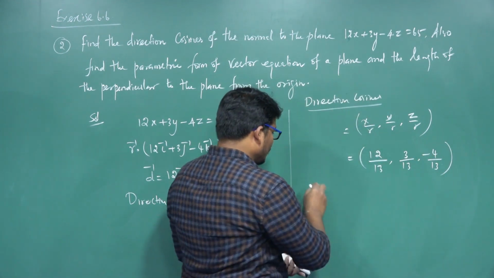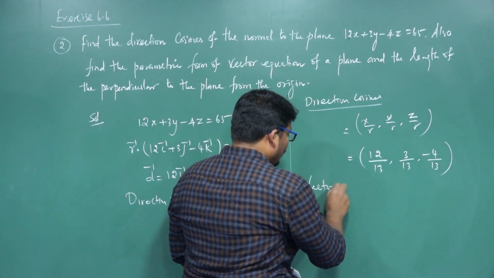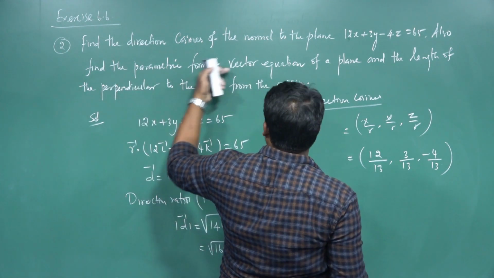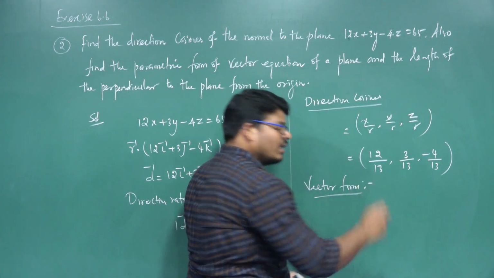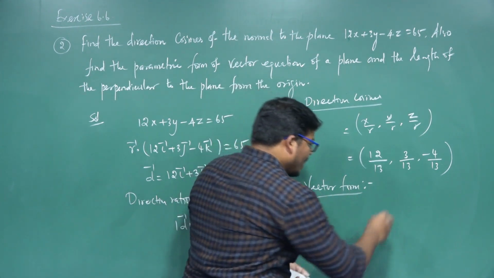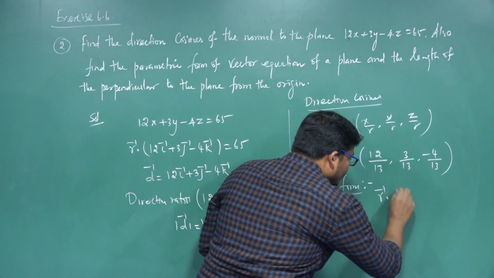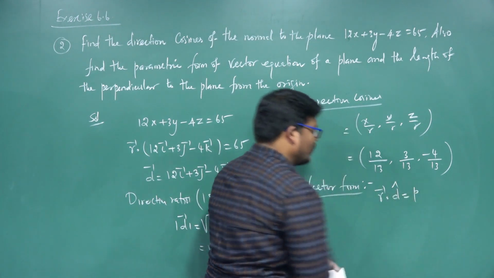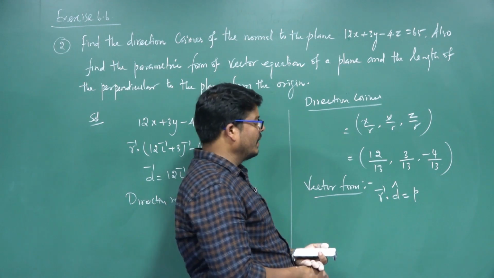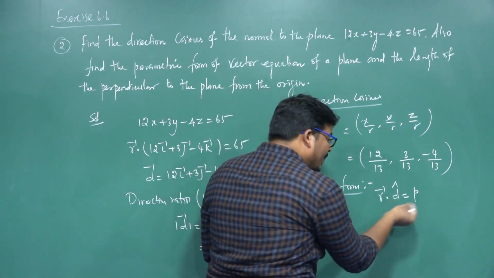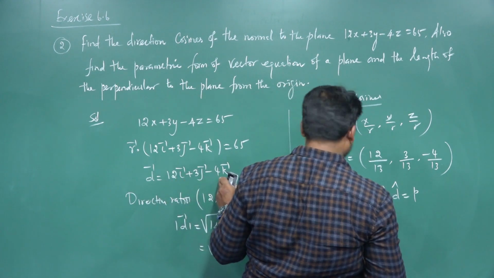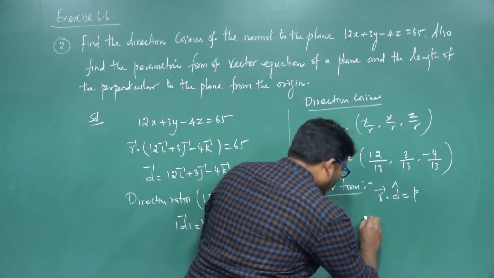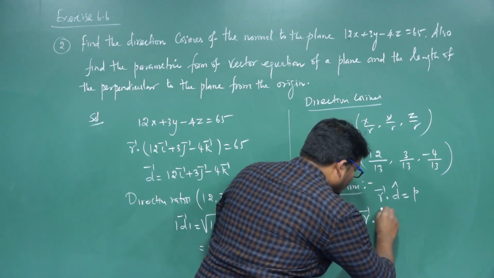Next find the parametric form of the vector equation. Now write in vector form: r vector dot d cap equal to p. Already d cap is the unit normal vector, and the normal vector is given: 12i plus 3j minus 4k. Now write r vector dot d.